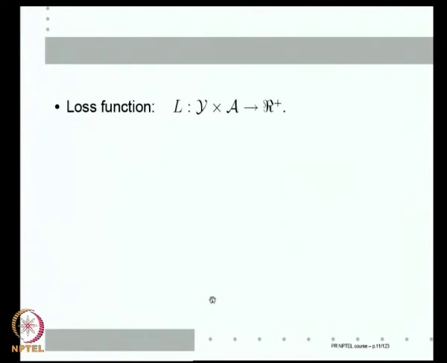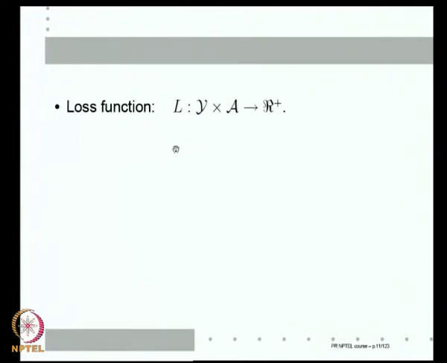We are also given what is called a loss function, right. A loss function maps Y cross A to R plus, that is the positive real line. The idea is L of y comma h of x tells me the loss I suffer with the function h on a random sample (x, y).